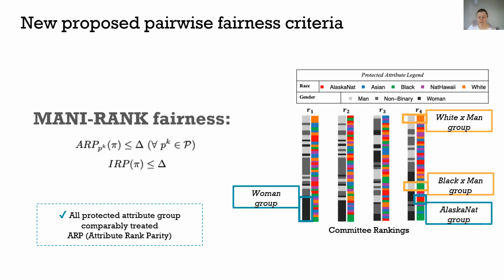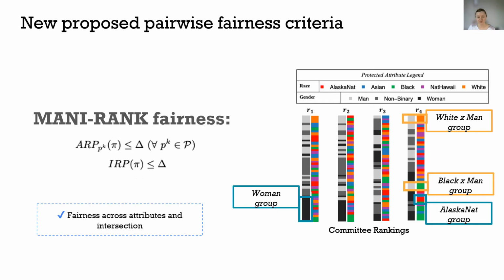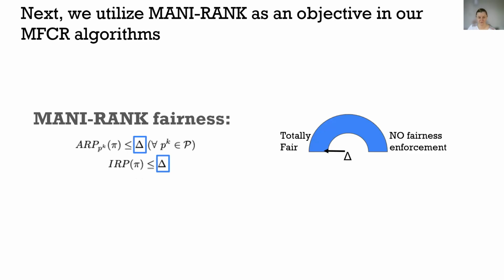So looking at the example on the slide, the first component of many-rank fairness captures the fair treatment of protected attributes. So there's the one shown in teal, such as the women group or the Alaskan Native group. Then the second component captures the fair treatment of intersectional groups, so things like the white men group and the black men group. And then taken together, many-rank fairness assesses fairness across multiple protected attributes and their combined intersection.